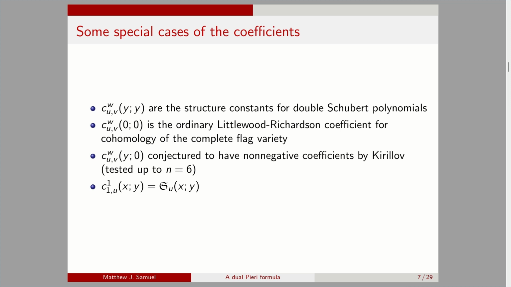And the double Schubert polynomials themselves are special cases of the coefficients. If we set u and w to 1, and I've written u instead of v, let's see, c^{1u}_1 of x and y is equal to S_u of x and y.